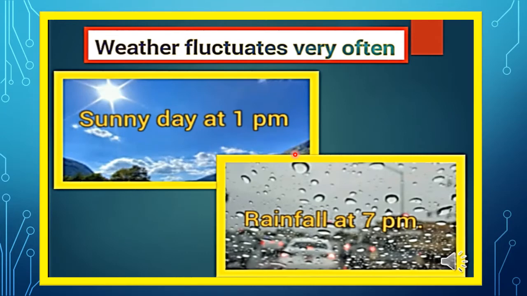So you see children, weather fluctuates very often. If I peep out of my window at 1 p.m. I see it's a sunny day, and by 7 I see dark clouds have gathered and it's going to rain. So the weather keeps changing minute to minute, hour to hour, and day to day.